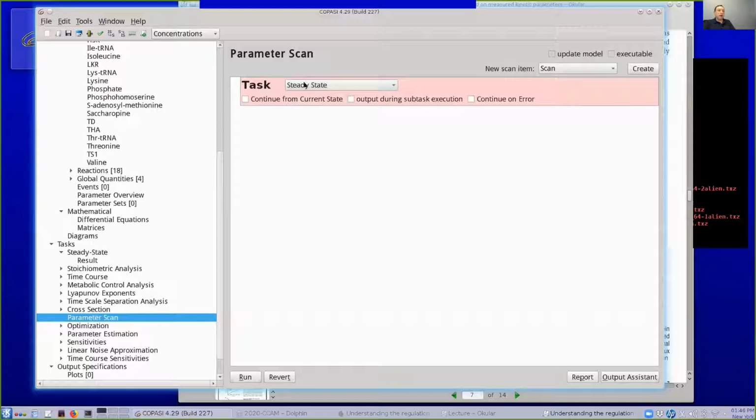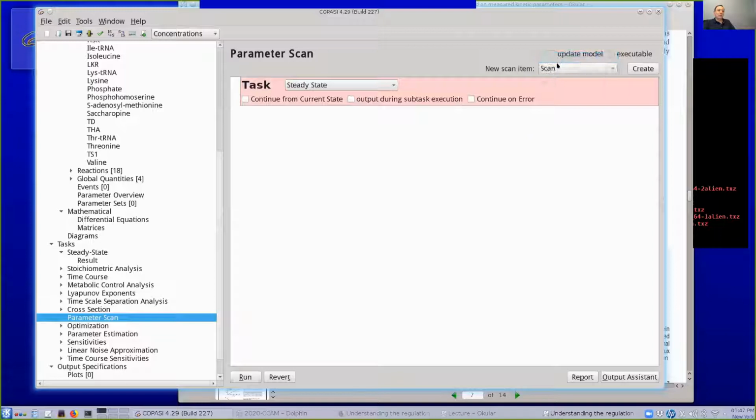So I've decided the task. Now I need to say I want to scan one parameter. I have an option here. I could either scan a parameter, or I could just sample it from a random distribution. So I could do random values rather than regular values. I could also just repeat the steady state, but repeating the steady state is not useful because you should get the same number over and over again. This will be more useful for the stochastic simulations.